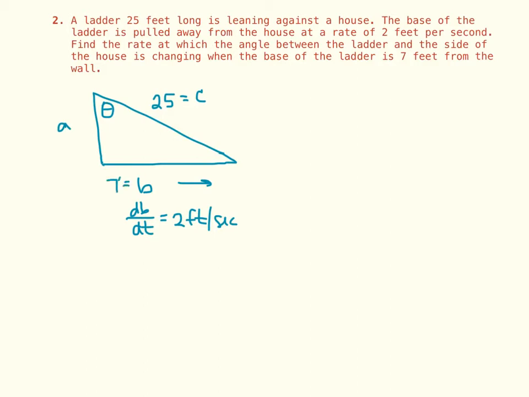Okay, so we have 25 feet for the length of the ladder, and 7 feet is the base of the ladder from the wall. And so I should be able to go ahead and find my third side. Well, this is one of those Pythagorean triples that you should commit to memory if you don't know it already. This is a 7, 24, 25 right triangle. And so we know that A then must be 24 feet. Next question that hopefully you're starting to ask yourself is, are there any constants?